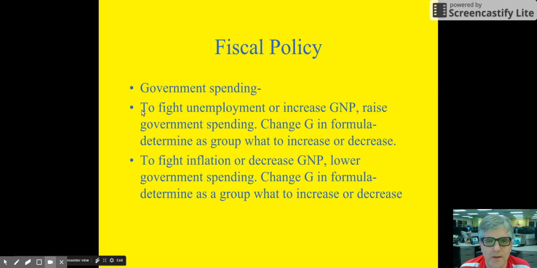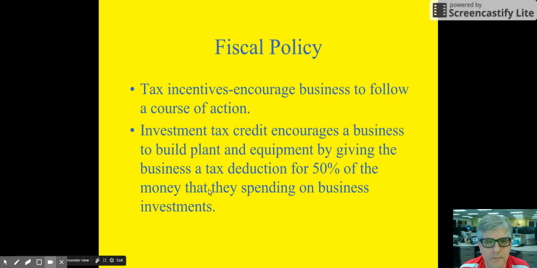Government spending. To fight unemployment or increase GDP or GNP, you raise government spending. You change G in the formula, determine as a group what to increase or decrease, and you guys have been doing that. To fight inflation or to decrease GNP or GDP, you lower government spending. It is also looked at as what people will lower.